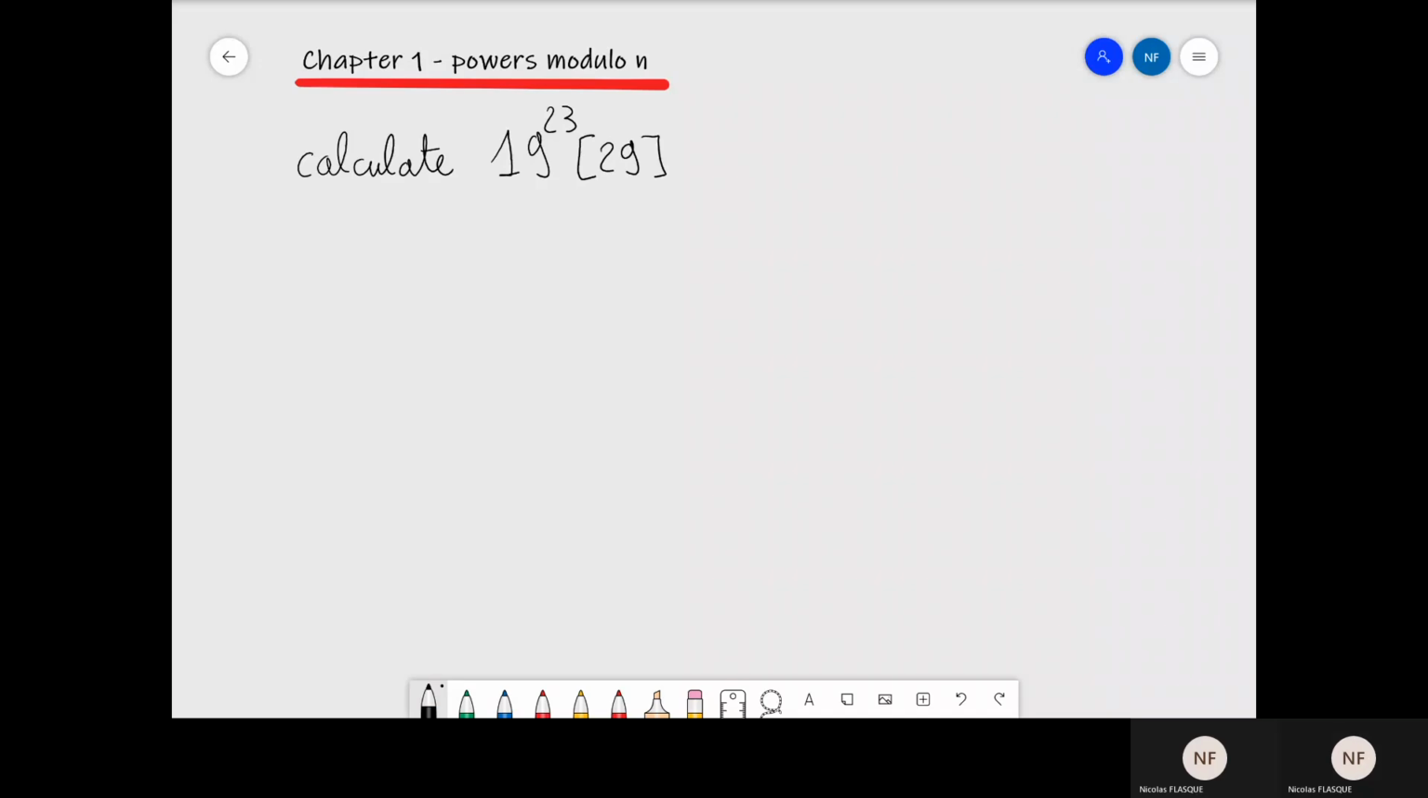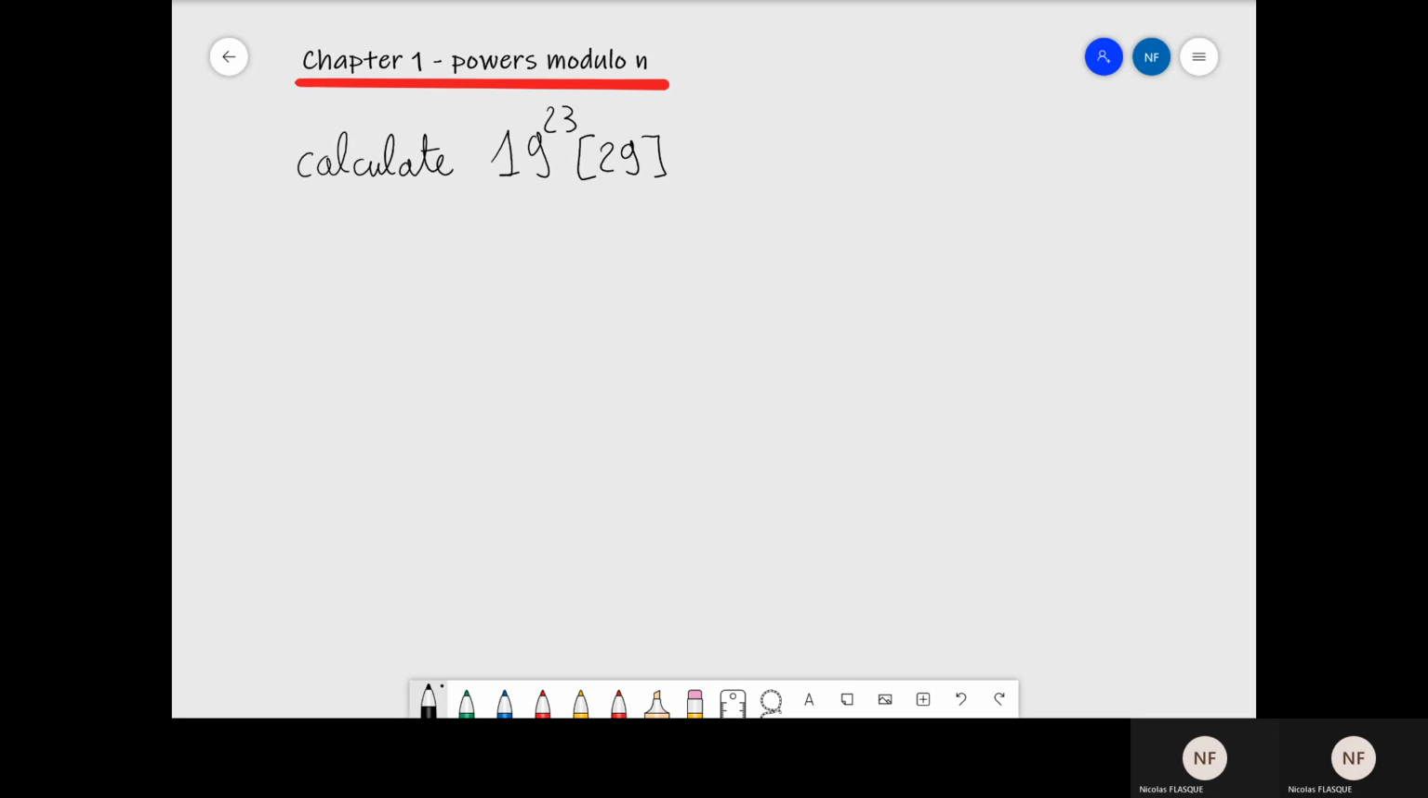So hello again, this is the second video about computing powers modulo n. So in the previous video, we've seen why we shouldn't try to calculate in the first place 19 to the power of 23, then apply modulo 29. So we can have the idea of applying modulo each time we make a multiplication.